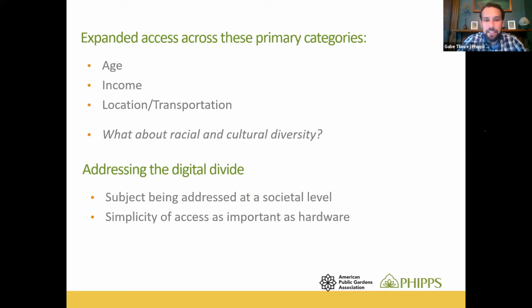As we talk about expanded access, I'm going to be looking at 3 primary categories: expanding access across age, across incomes, and across location or access to transportation. So I'm going to go more in depth into those 3 areas.